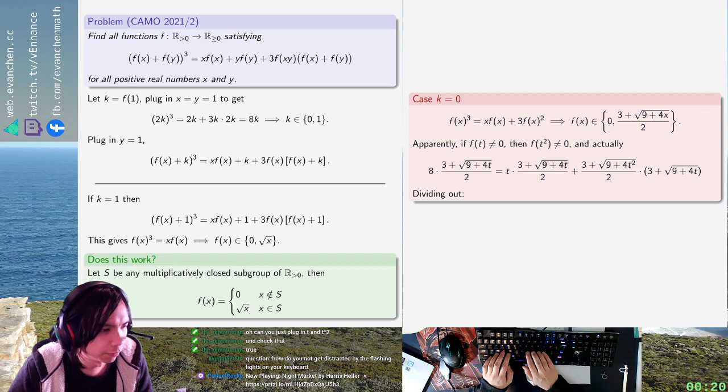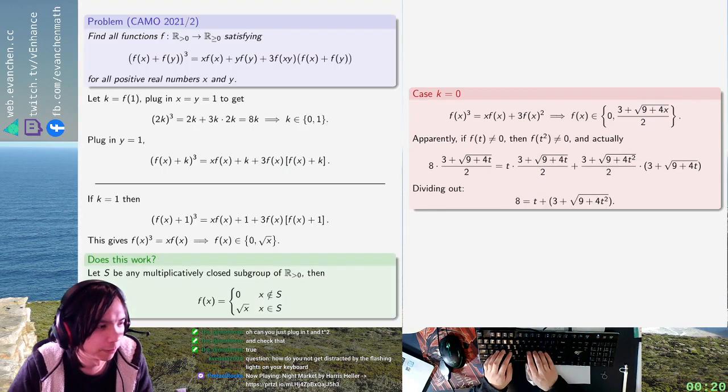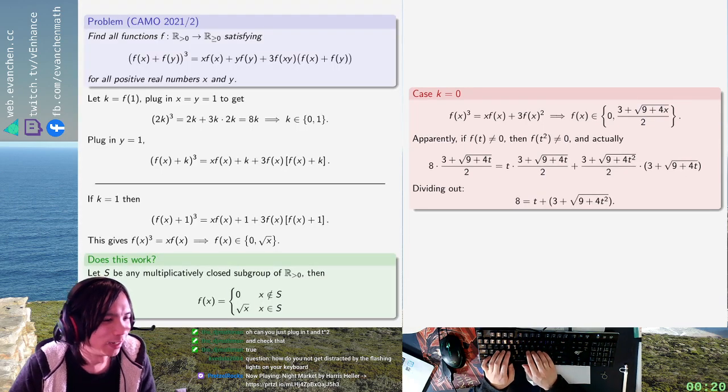How do you not get distracted by the flashing keyboard? I don't look at the keyboard when I type. I don't know if you've noticed. I do not look at the keys.